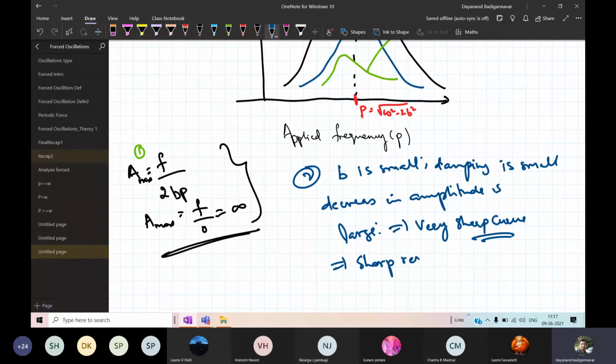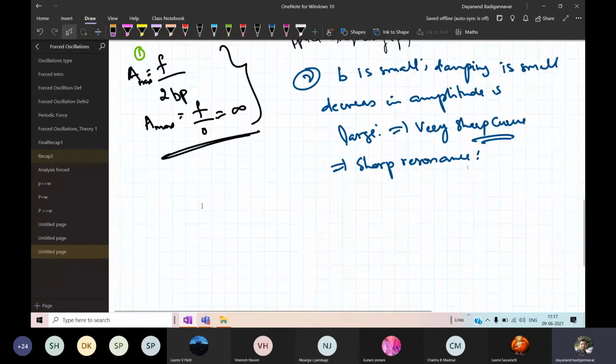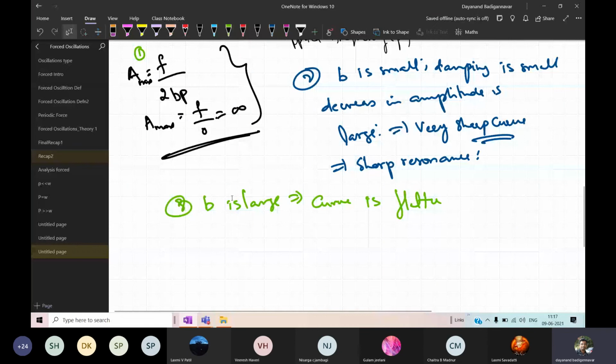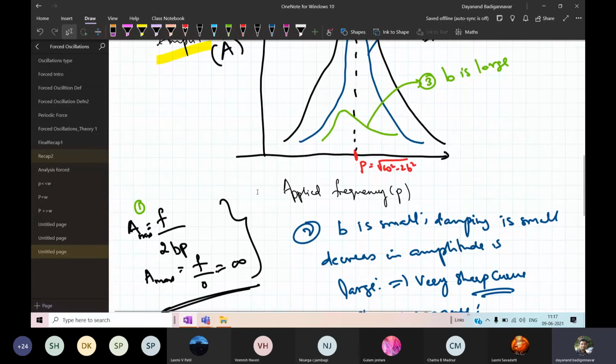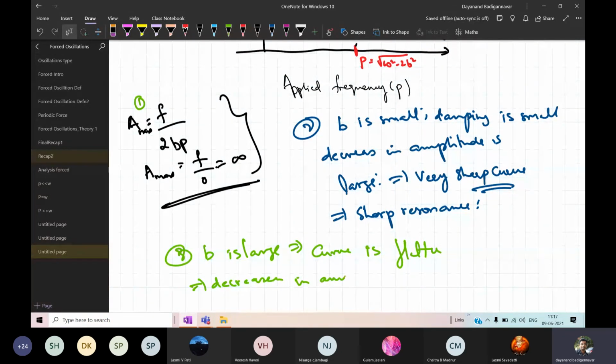Similarly, go for the third one. Third graph, B is large. If you go for the third one, B is large means look at the curve. You get a curve which is flatter. That means here the decrease in amplitude is small.